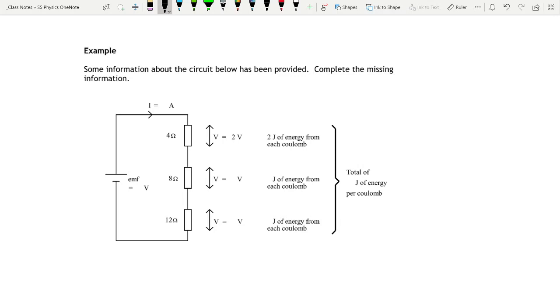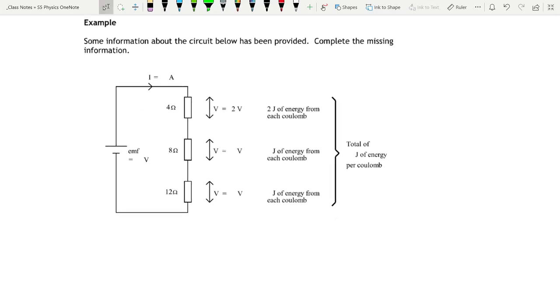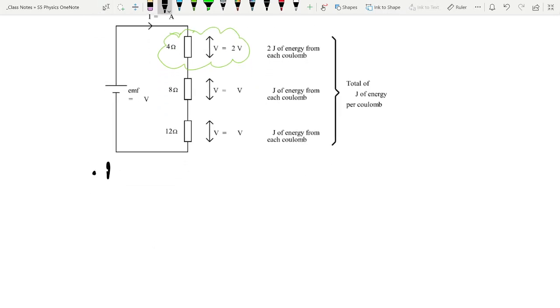So what I'm going to look at first of all is this part here, because that's going to give us a lot of information. Because we know the current is the same at all points, the current through the 4 ohm resistor is the same as the current through the 8 ohm resistor, which is the same as the current through the 12 ohm resistor. So first of all, find the current using the 4 ohm resistor.